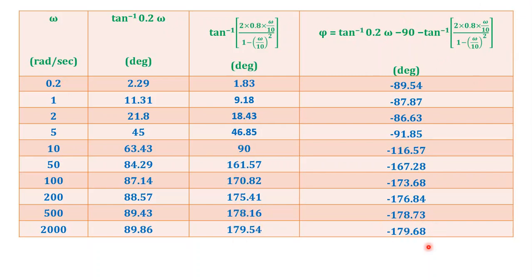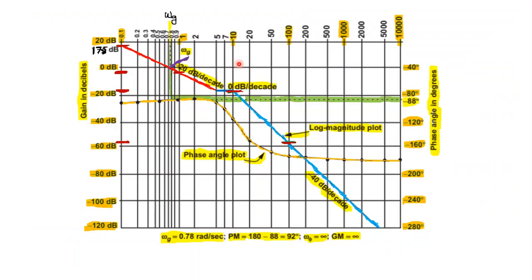That is why it is finally going to be minus 180 when omega equal to infinity. So this information we have to understand and keep in mind. Then we have to use the semi-log sheet and draw the plots. So first forget about what is written inside. So simply forget about what is written inside.